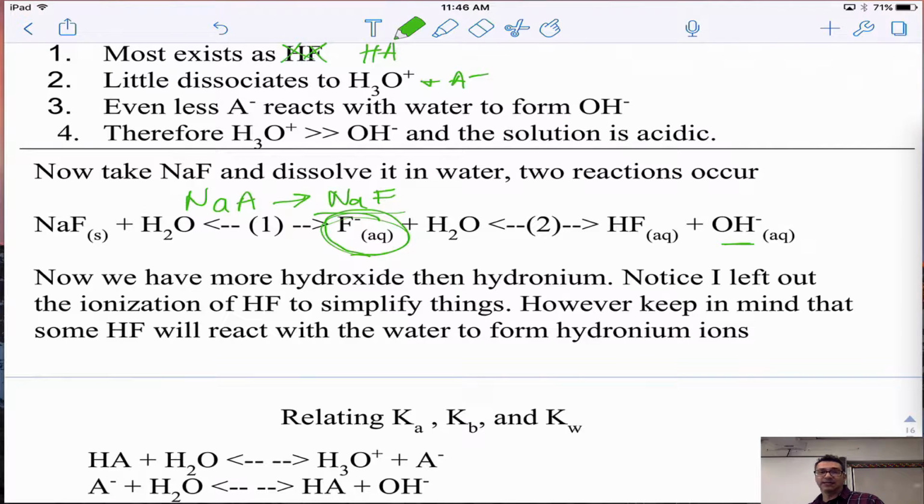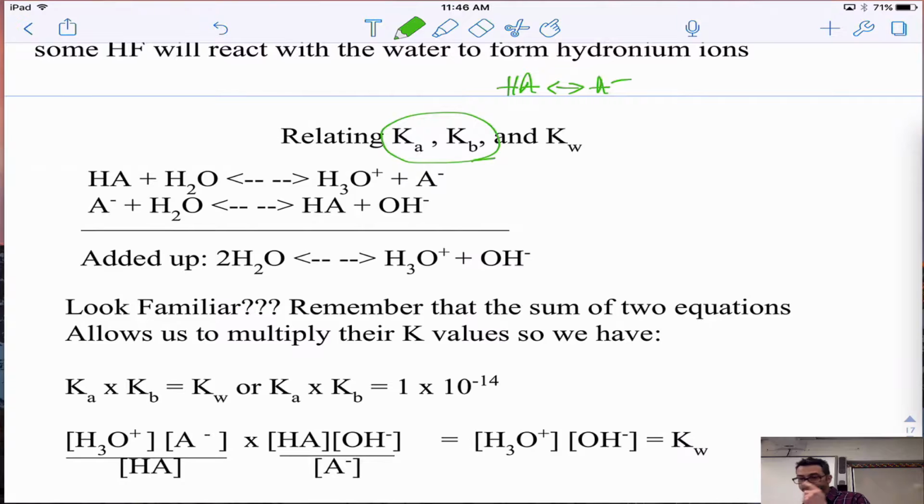Now the thing is that we can relate the HA and its activity to A-, and we can relate these and see which one's stronger. And we can do that by relating the Ka and the Kb to one another. And the way it works is really kind of cool. I want to show you that down here.